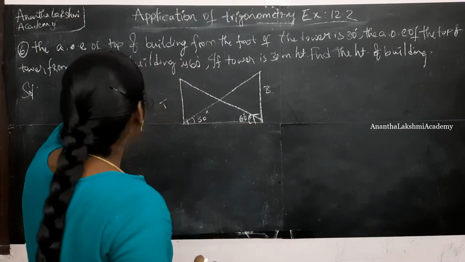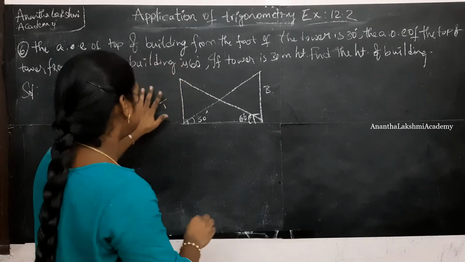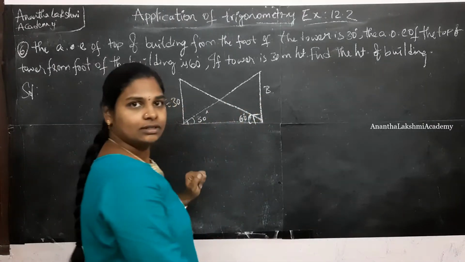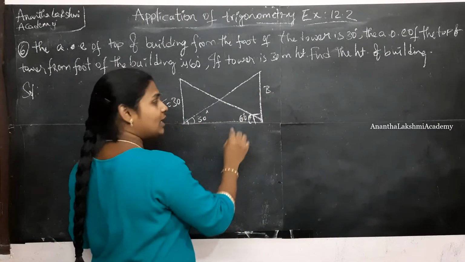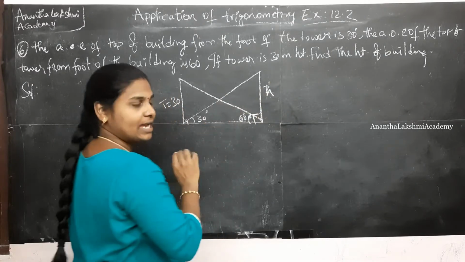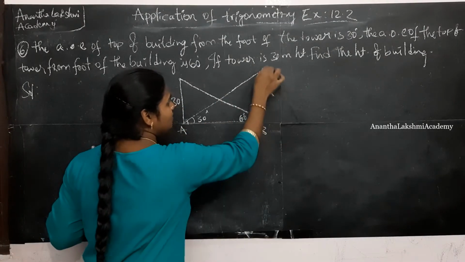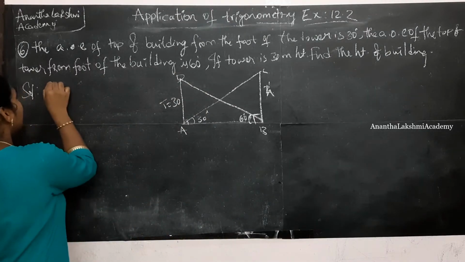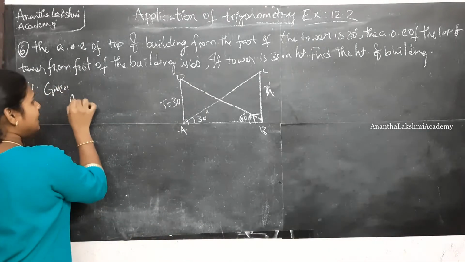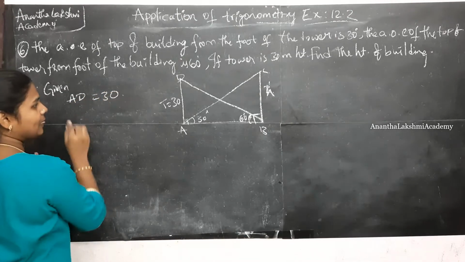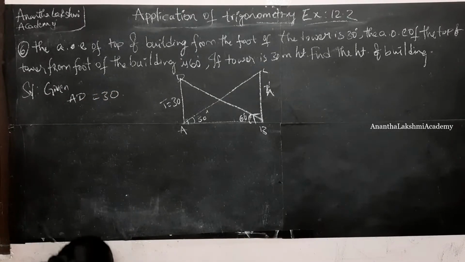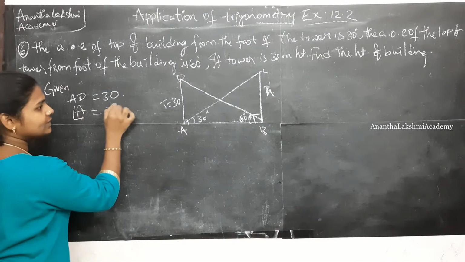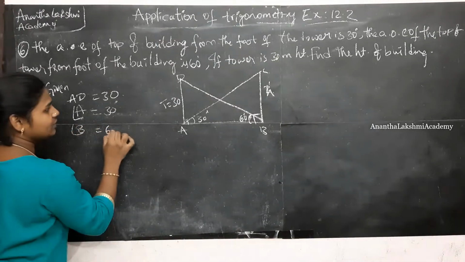From foot of the building, if the tower is 30 meters height, find the height of the building. So we need to figure out the height of the building, which is h. So let us quickly name this A, B, C and D. So we have given AD is equal to 30. Angle A is equal to 30 degrees, angle B is equal to 60 degrees.